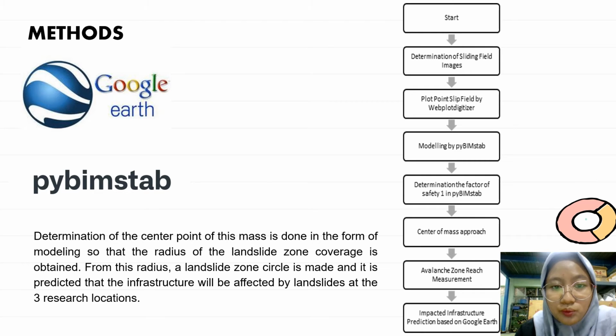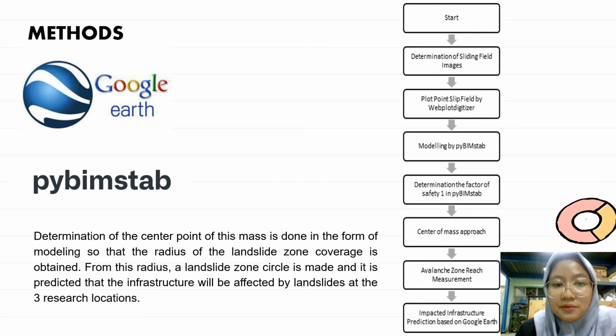In addition to point coordinates, the physical parameters of the soil are also needed, namely cohesion, soil density, and shear angle. The modeling is made with an entry-exit model, setting the groundwater level so that the factor of safety is 1. After the factor of safety is found to be 1, the avalanche-prone zone is seen as the first step in predicting the range of landslide through the center of mass approach.